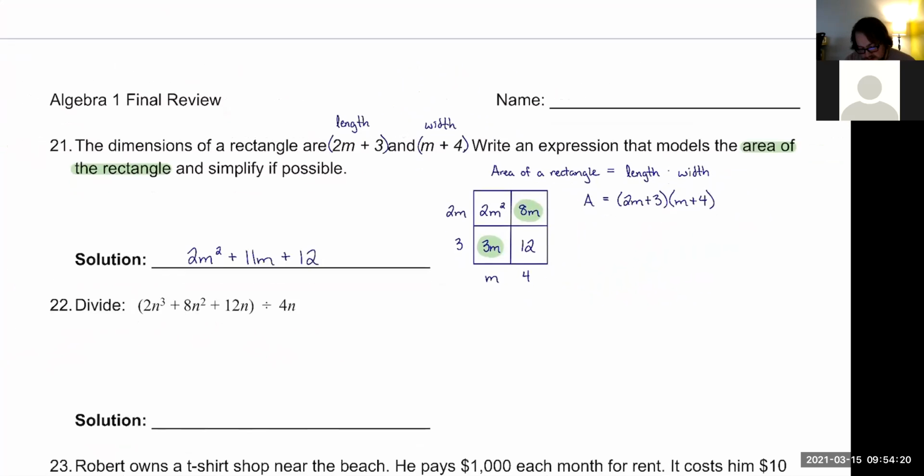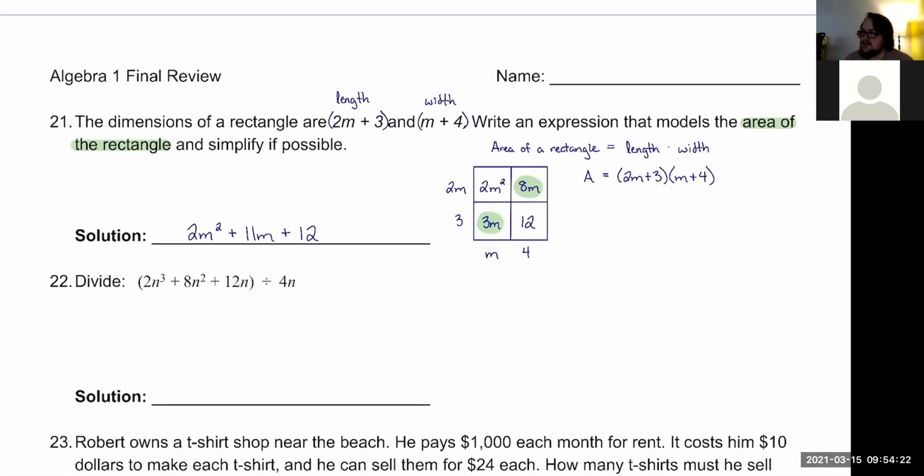Again, it didn't come out and say, hey, multiply these two binomials together. Instead, it took our past knowledge of what it means to find the area of a rectangle and what dimensions are, and once we pieced all the information together, it turns out we're just multiplying two binomials together.